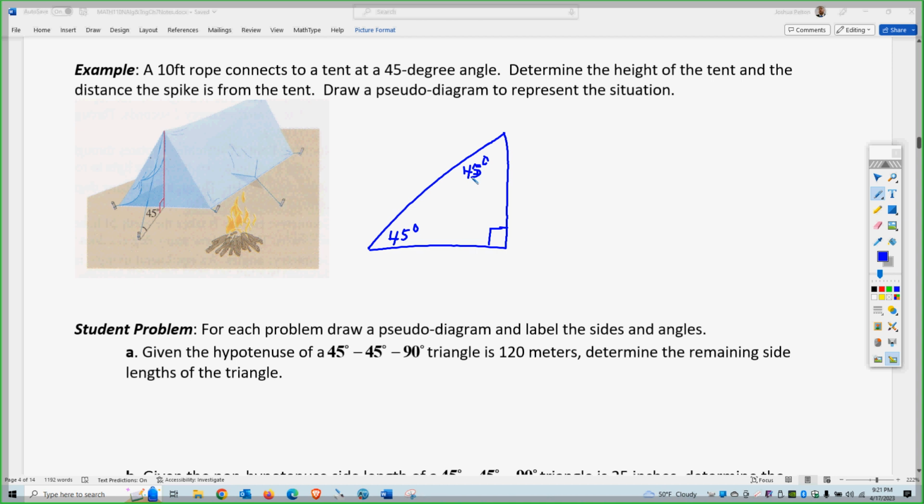Okay, what did I have here? 10-foot rope. All right, that's 10 feet. Okay, so we know that the legs must be smaller because the hypotenuse, which is across the biggest angle, is always the biggest side. So these are root 2 smaller by rule.